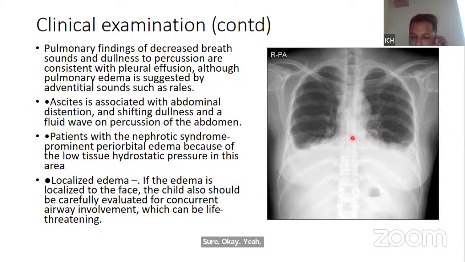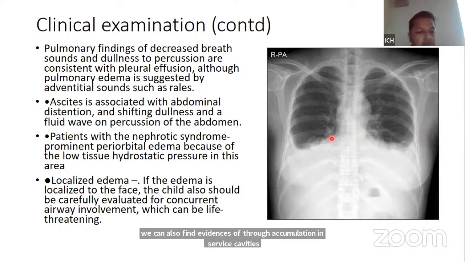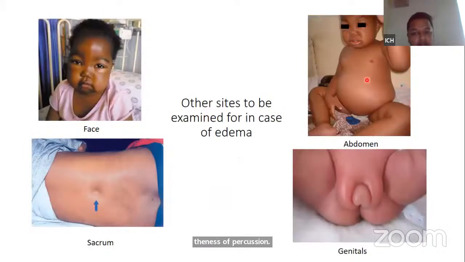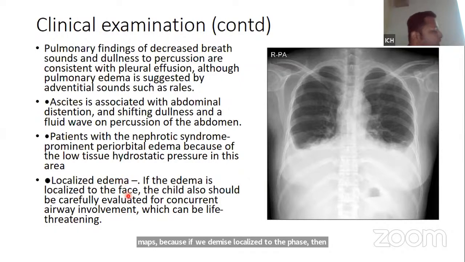And we can also find evidences of fluid accumulation in serous cavities like bilateral pleural effusion, as it is evident in this case, which can also be checked by decreased breath sounds in auscultation and dullness on percussion. Ascites can also be checked by fluid thrill and shifting dullness. And also, we need to check for localized edema, because if edema is localized to the face, then the child should also be carefully evaluated for concurrent airway involvement, because many times allergic reactions precipitate with laryngospasm.